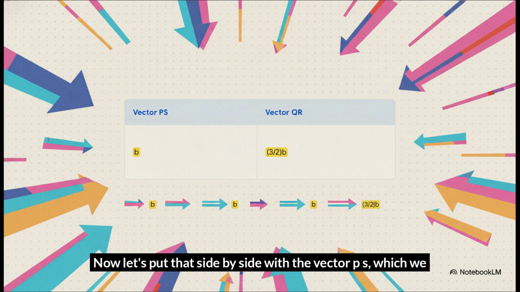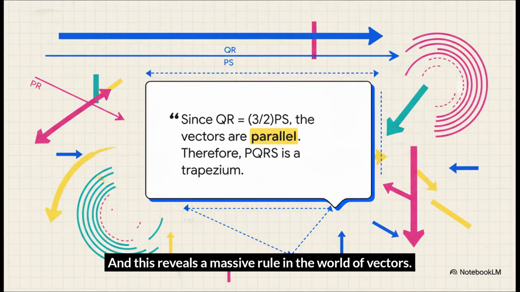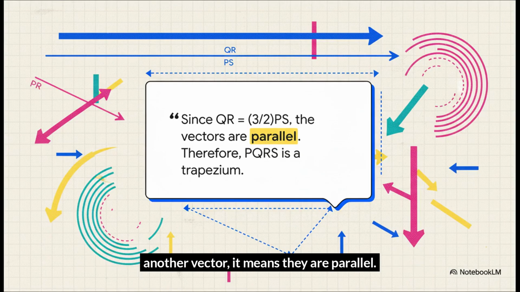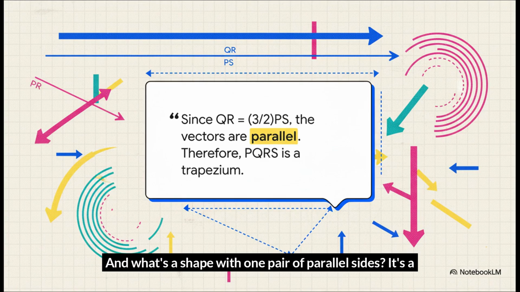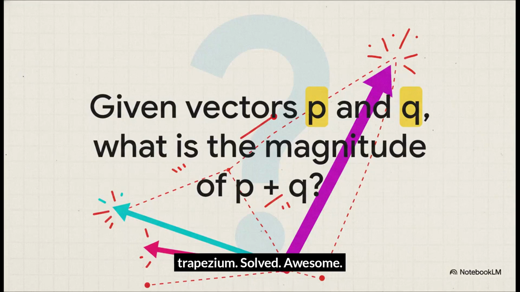Now let's put that side by side with the vector PS, which we already know is just B. And this reveals a massive rule in the world of vectors. If one vector is just a number, we call that a scalar, multiplied by another vector, it means they are parallel. Bam! They point in the exact same direction, even if they have different lengths. Since QR is just 1.5 times PS, those two sides have to be parallel. And what's a shape with one pair of parallel sides? It's a trapezium. Solved! Awesome.